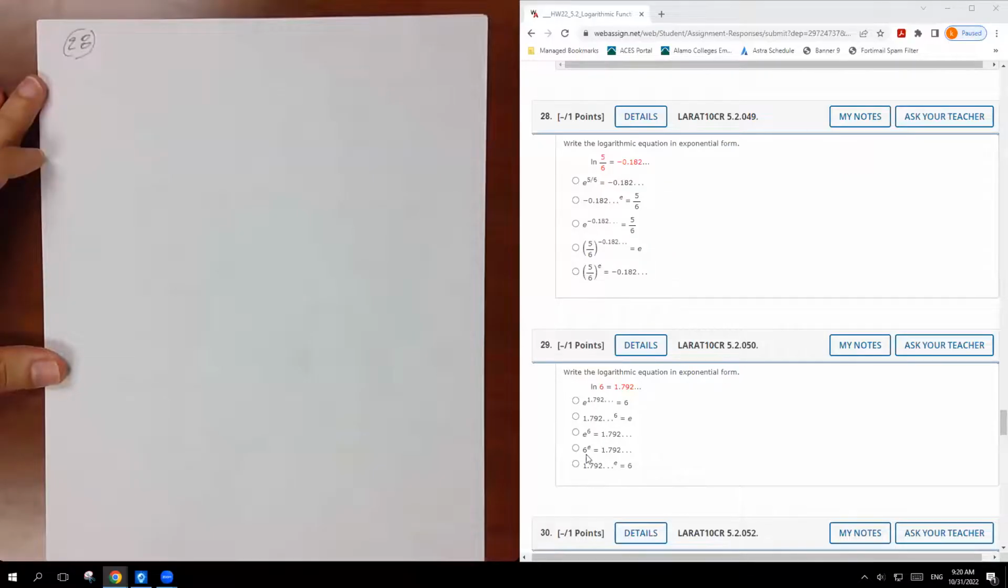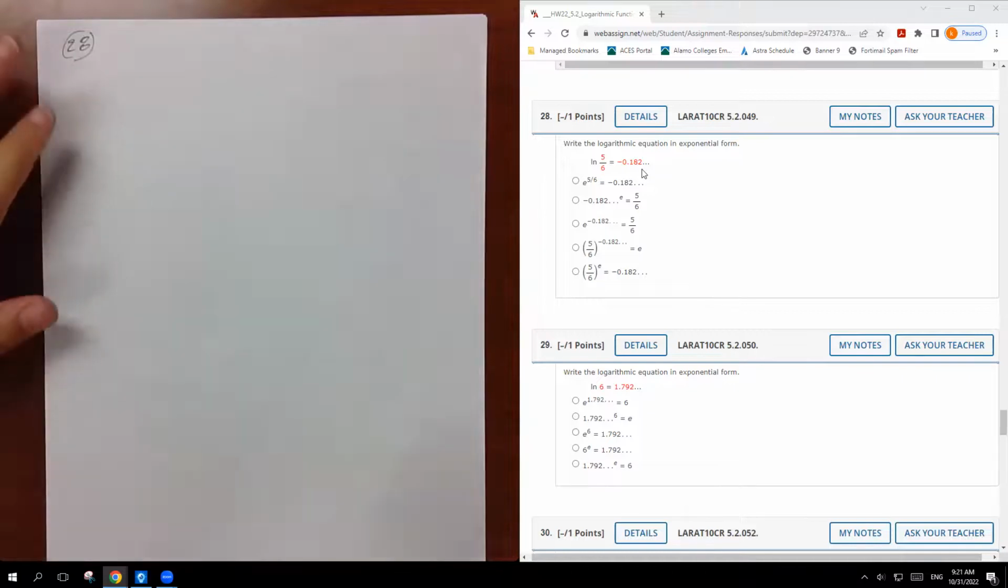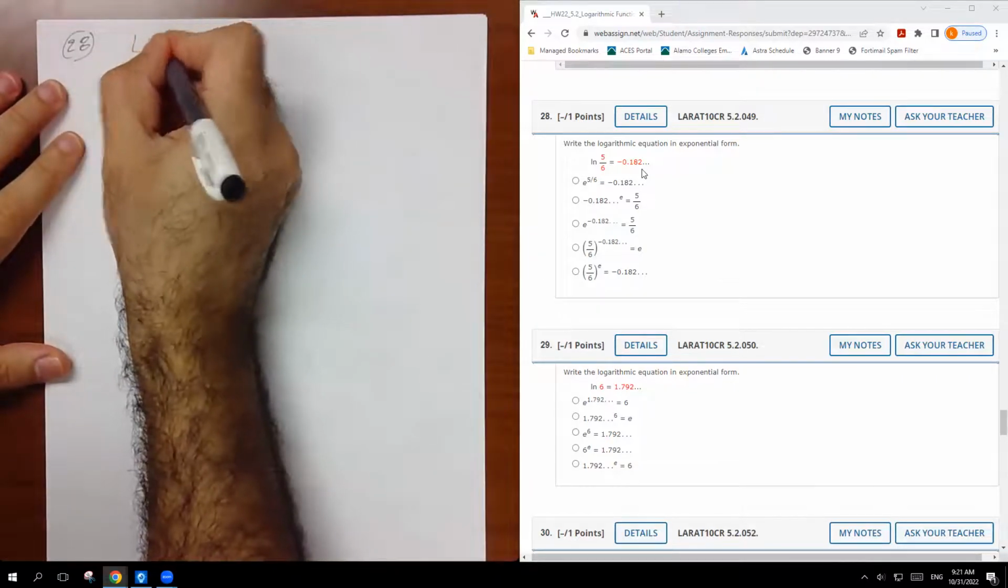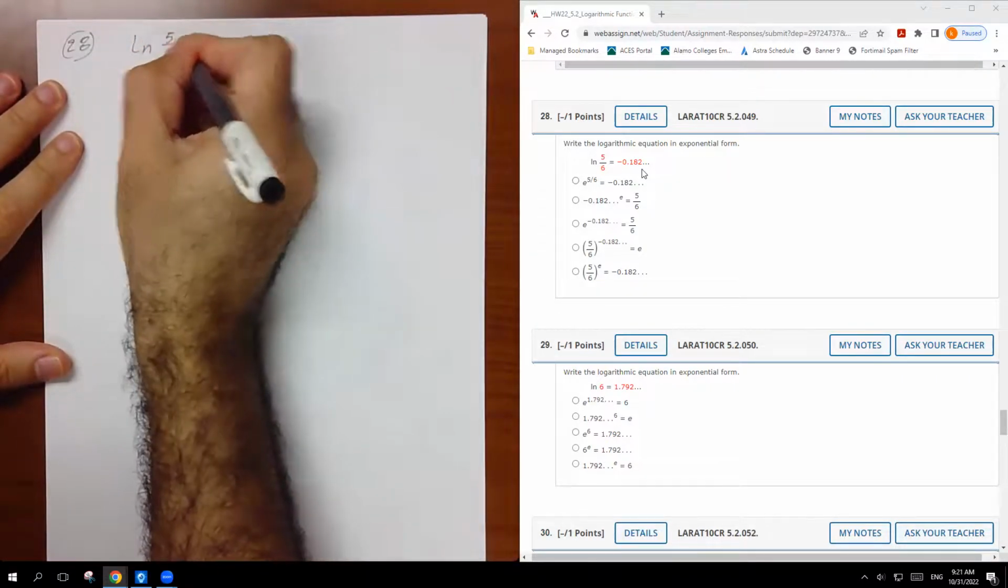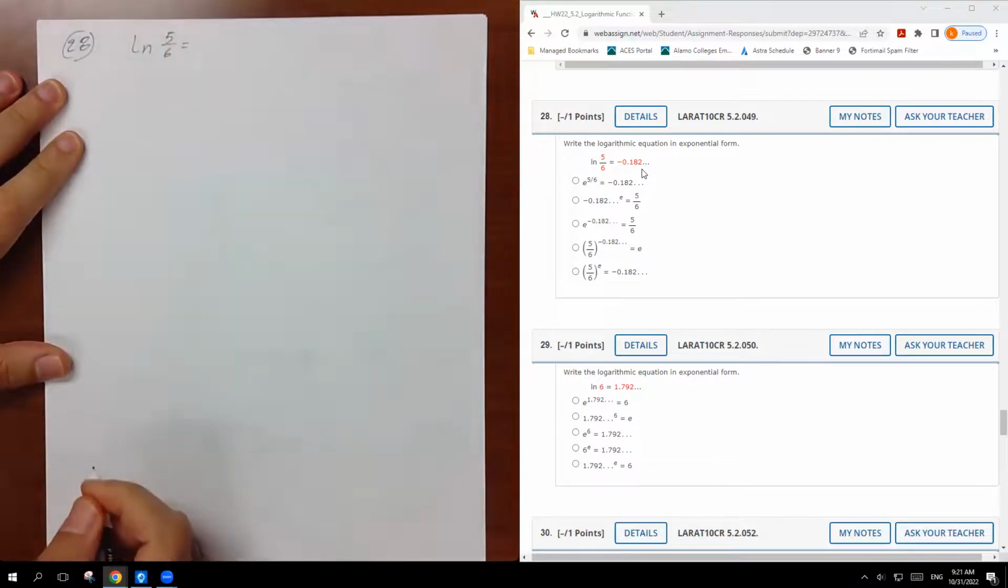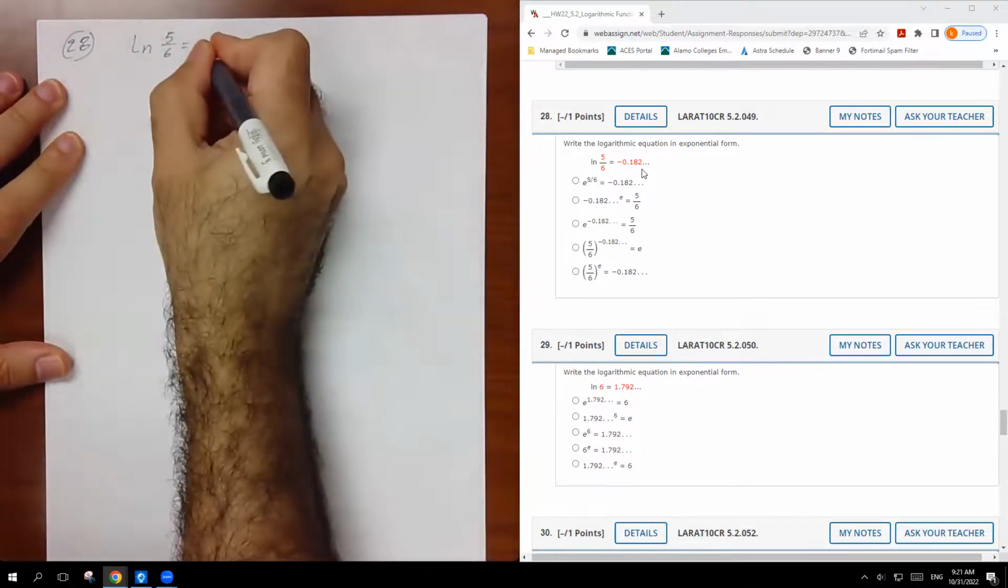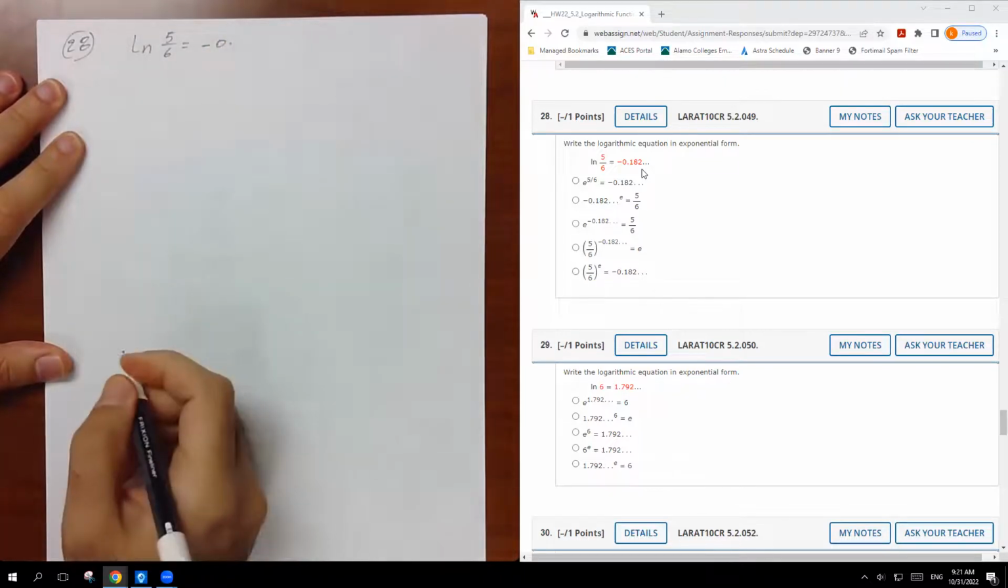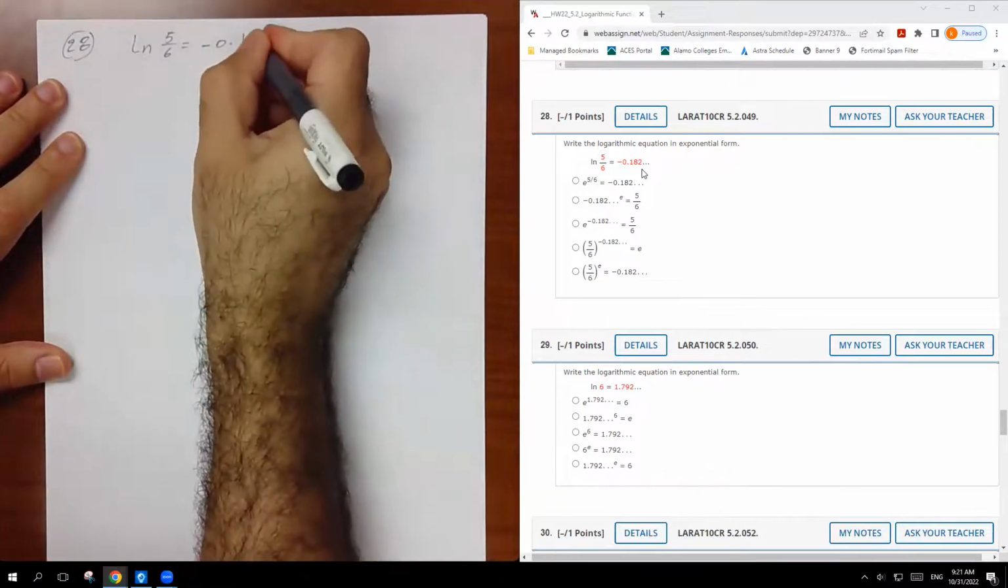So example 28 is write the logarithm equations in exponential form. So we need to write down this in exponential form. So be careful on this one. How are we going to write down this in exponential form? So we have the ln, the natural log. We have ln of 5/6 equals negative 0.182.